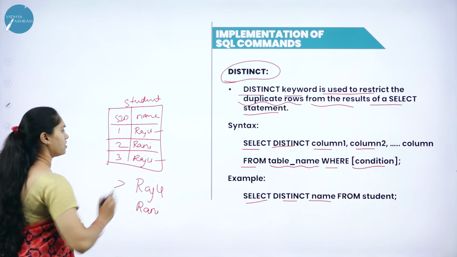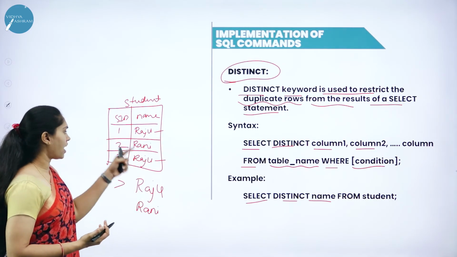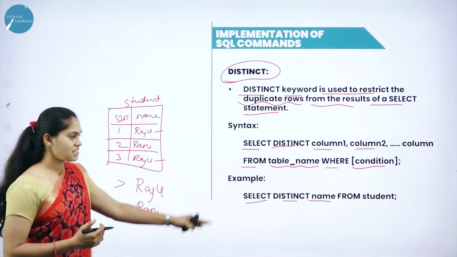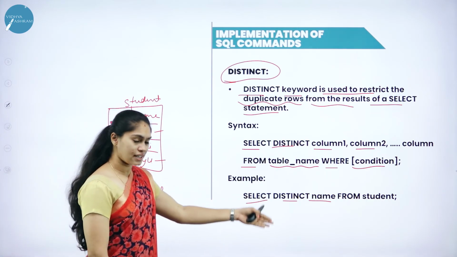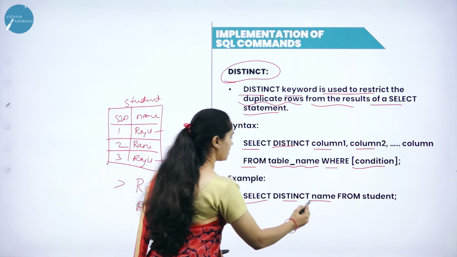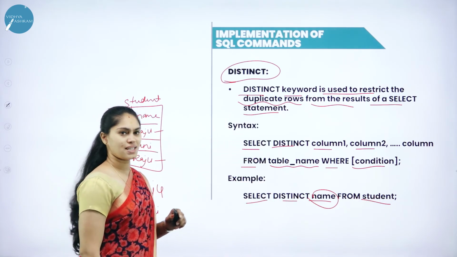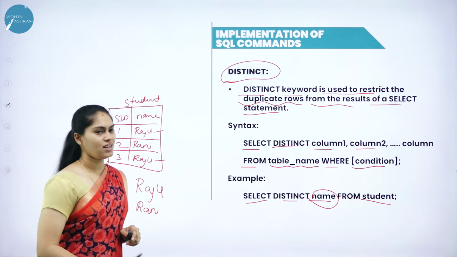So this Raju and Raju is a duplicate. That means if I consider the whole row value, it will be different from one row to another row. But if I want a distinct name from the student names, then I can use this DISTINCT keyword. So SELECT DISTINCT name FROM student table. This is how DISTINCT works in order to remove the duplicate rows from the table.